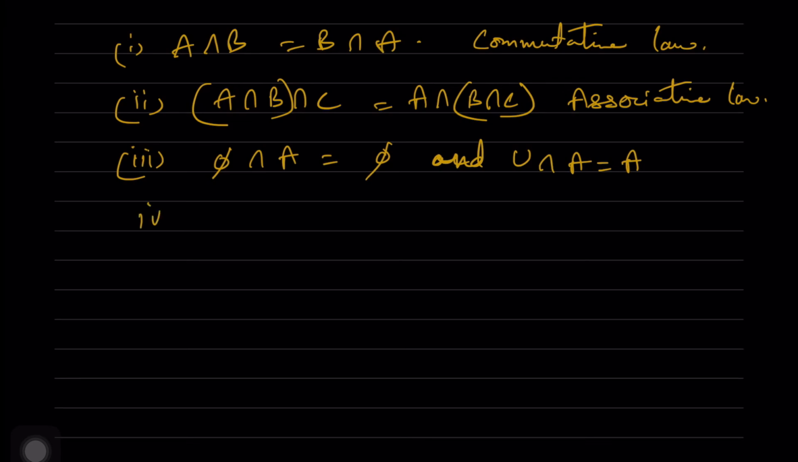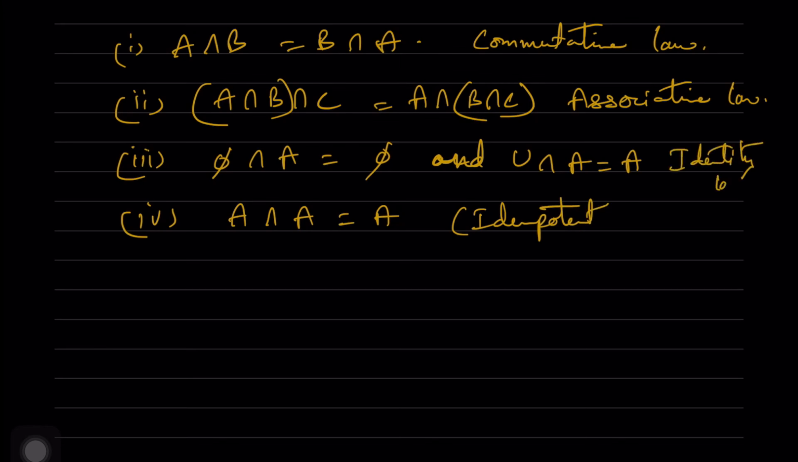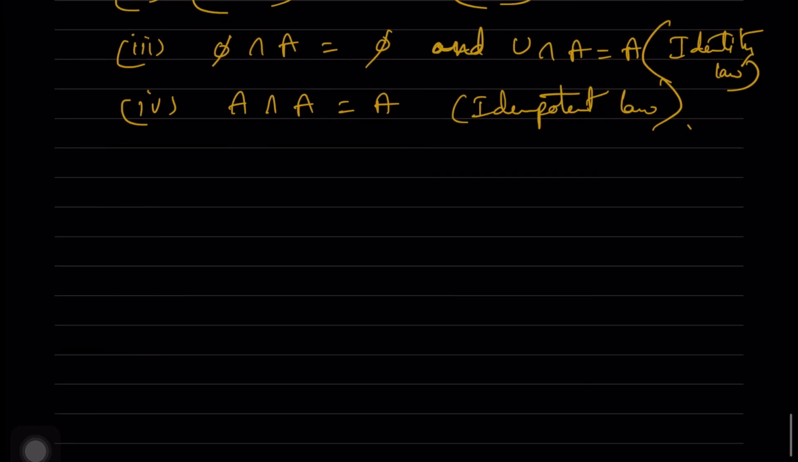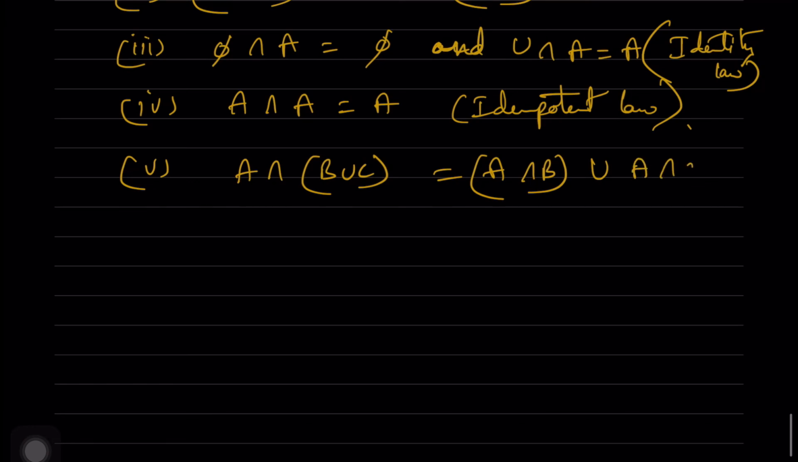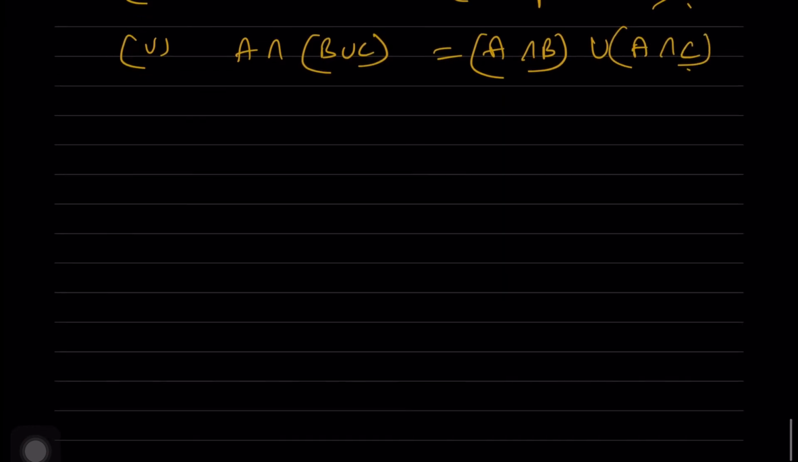Then you have the fourth one, the idempotent law: A intersection A is equal to A itself. This is the idempotent law. And then you have the distributive law: A intersection (B union C) is equal to (A intersection B) union (A intersection C). So this is the distributive law.